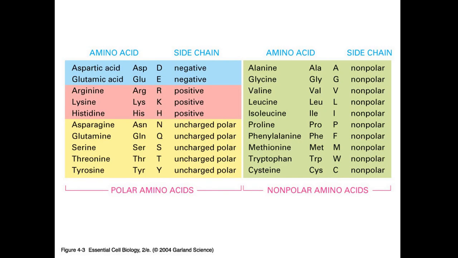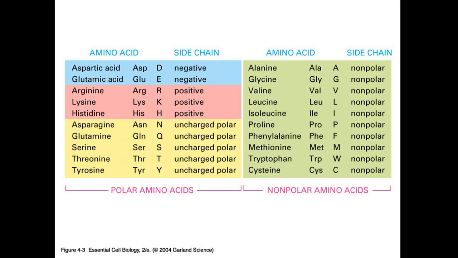These are all the amino acids that are found within the protein: aspartic acid and glutamic acid. These are negatively charged amino acids, also known as acidic amino acids. Arginine, lysine and histidine are positively charged amino acids. So these amino acids have a basic nature.